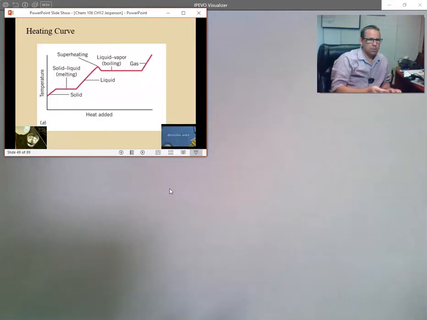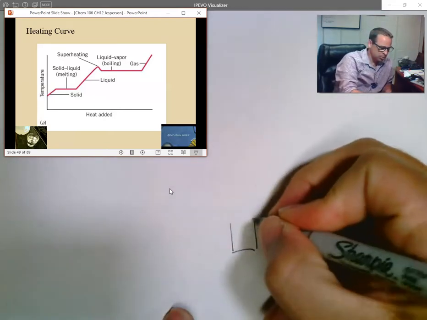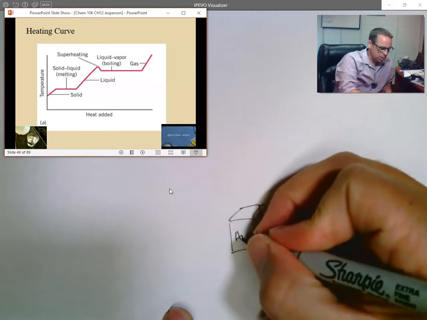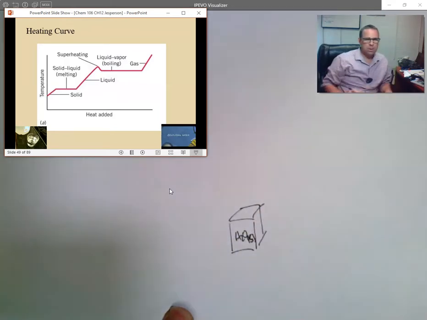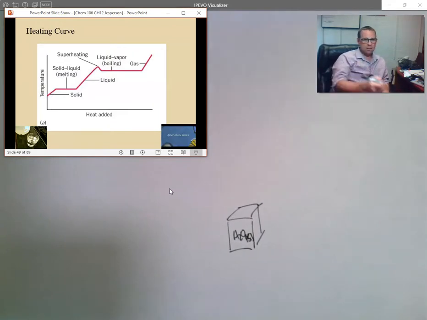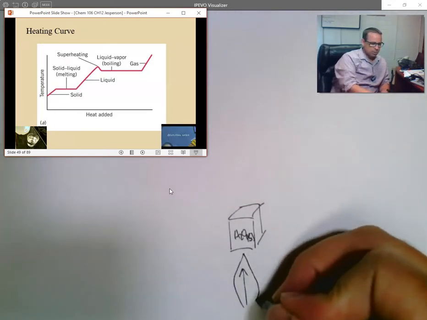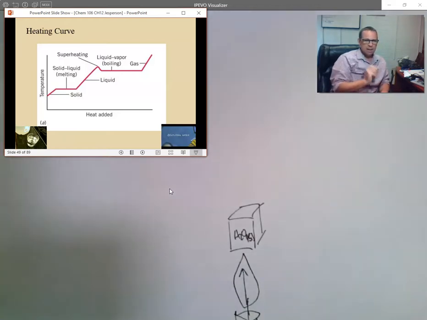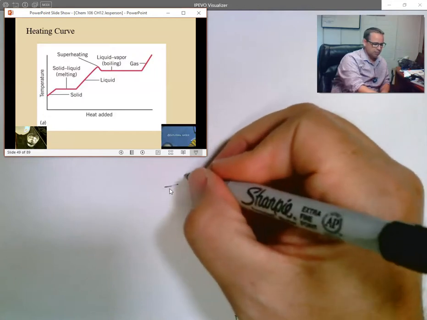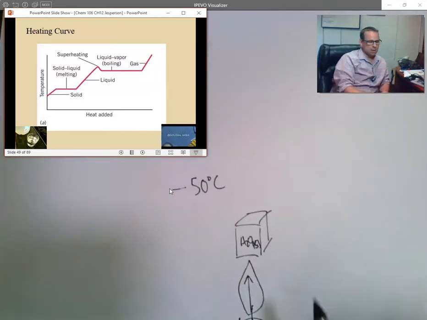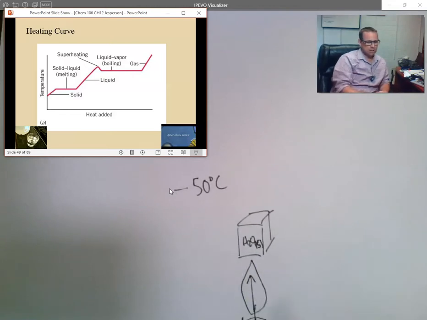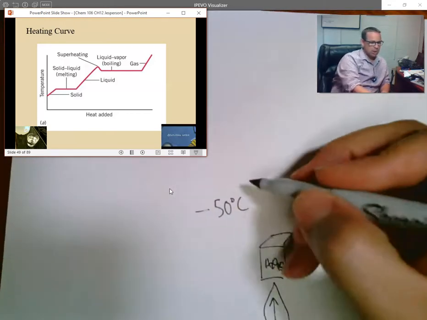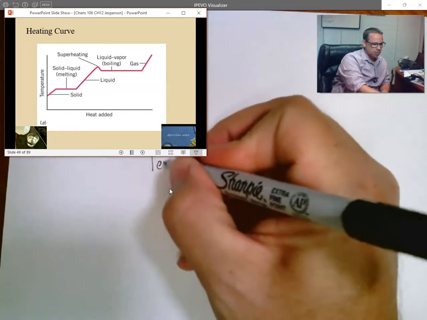All right. But if I take a solid, for example, a piece of ice, H2O solid, there it is, a piece of ice, and then I begin to heat that piece of ice. Here is my flame that I'm going to heat the piece of ice with. Let's say the ice starts off at negative 50 degrees Celsius. The ice is really cold. As I heat the ice, the temperature of the ice is going to increase.